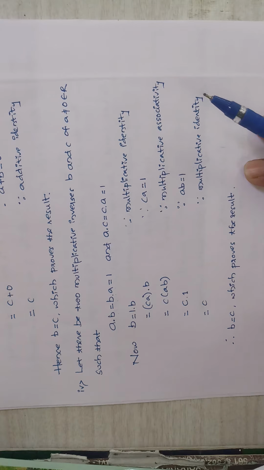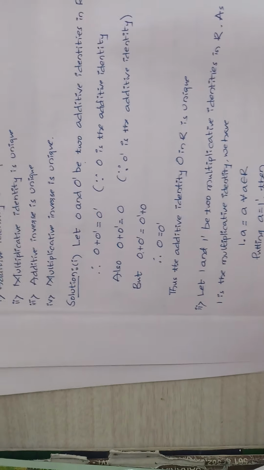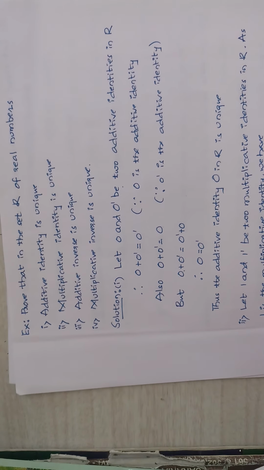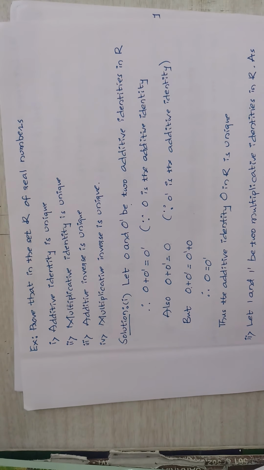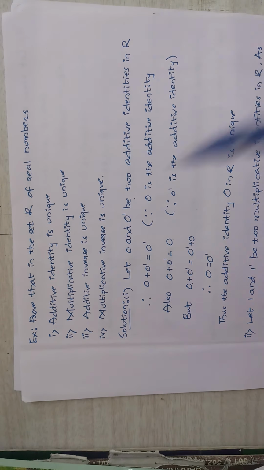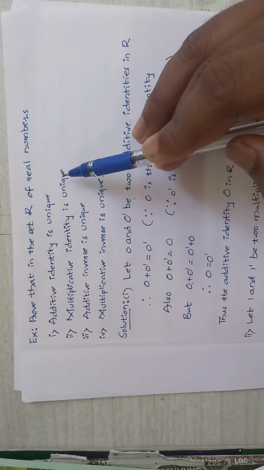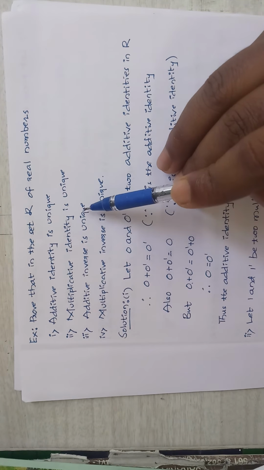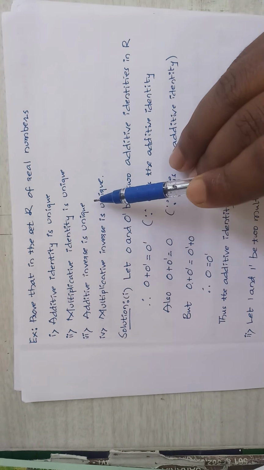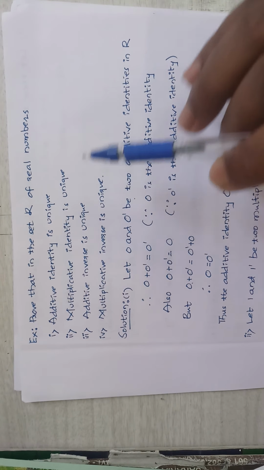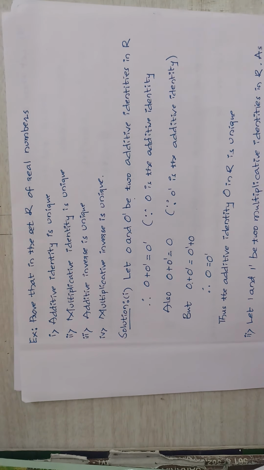So here we have proved four results under the set of real numbers. Your additive identity becomes unique, multiplicative identity becomes unique, additive inverse becomes unique, multiplicative inverse becomes unique. So you remember these results. These are very important.